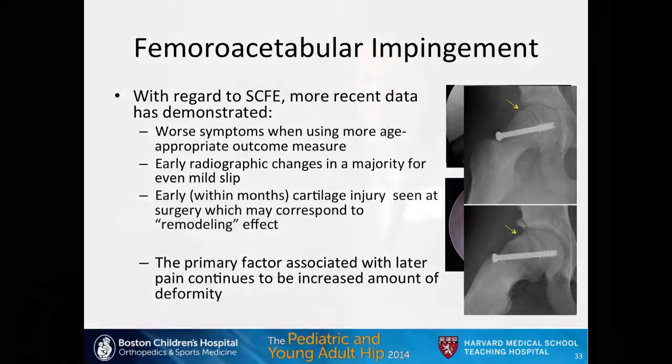This is that remodeling effect, all right? The remodeling doesn't happen spontaneously. The bump disappears because it's banging into something, and the something it's banging into is joint cartilage. The primary factor associated with later pain continues to increase as the amount of deformity increases. So we know that, again, increased deformity seems to beget worse damage.